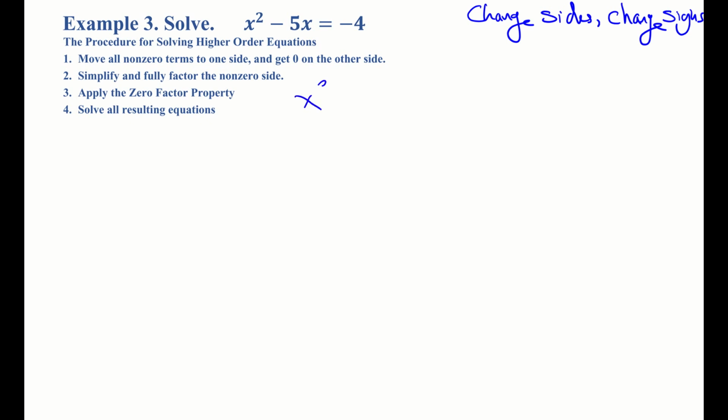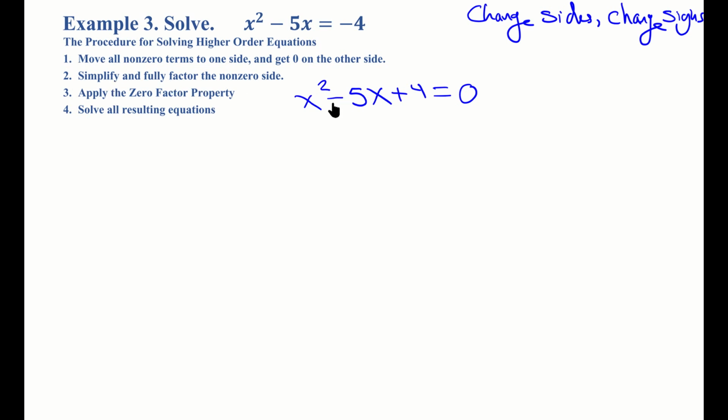All right, so we're going to keep x² minus 5x on the left side. We're going to move -4 to the other side, which becomes +4 equals 0. So now we have all the non-zero terms on one side, and we have 0 on the other side, just as the instructions tell us to do.